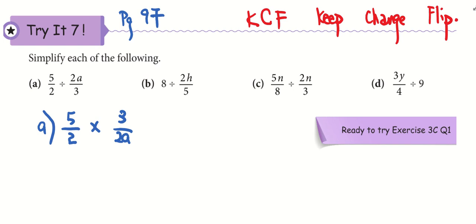Same as in multiplication, numerator times numerator, denominator times denominator. Number times number first. Alright, number times number first. So Solihin, 5 times 3, what will you get? Five times 3.